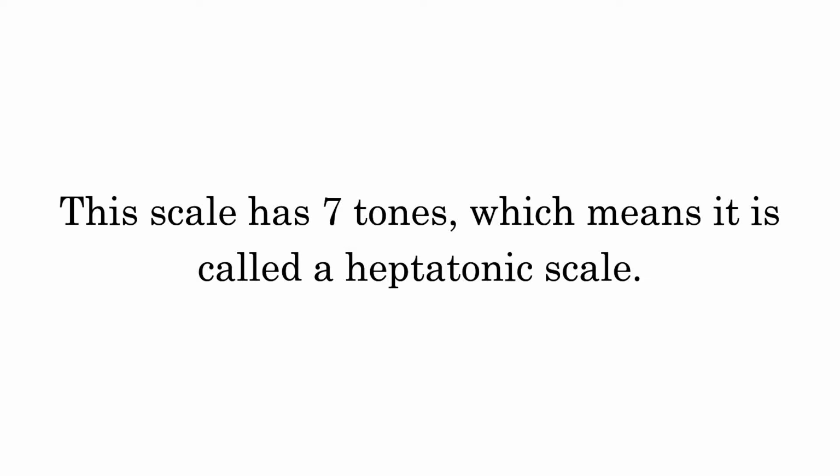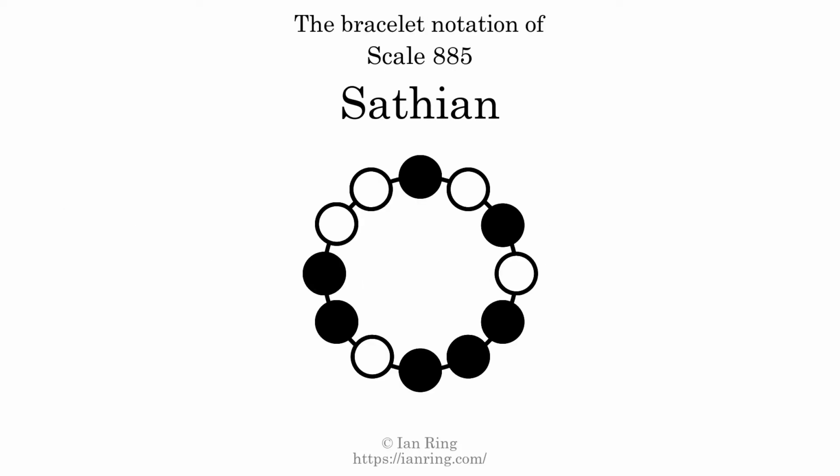This scale has 7 tones, which means it is called a heptatonic scale. This is a bracelet notation diagram of scale 885. The shaded circles represent tones that appear in the scale, and they are read clockwise, starting at the top.